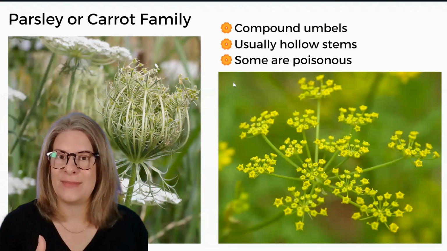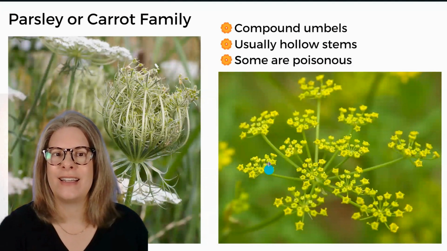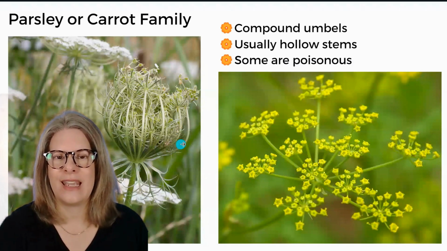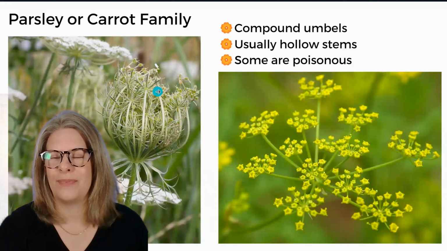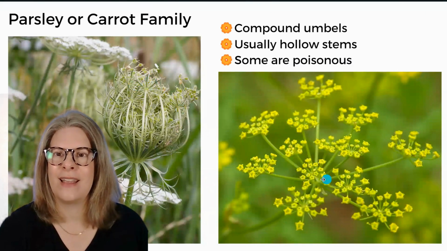And in this family of wildflowers, it's compound, which means the larger structure is an umbel, and then the smaller structures here are also umbel-like in structure. You can see the smaller ones better on this photo, and you can see the larger umbel structure on this photo.